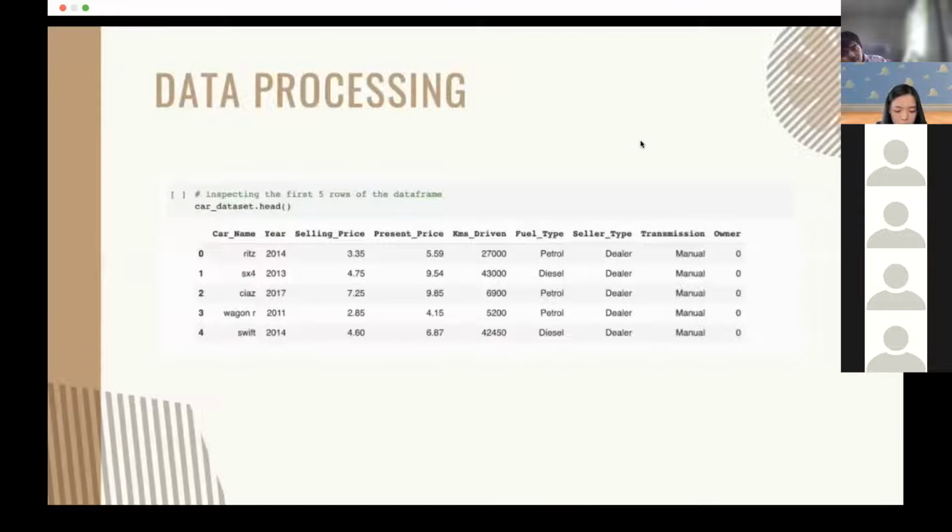Next, we are playing with it. It is to inspect the data by using the function called head. This shows the first 5 rows of the data, and if we want to see more from the list, we can just type the number into the brackets.